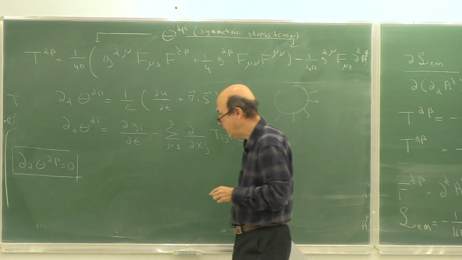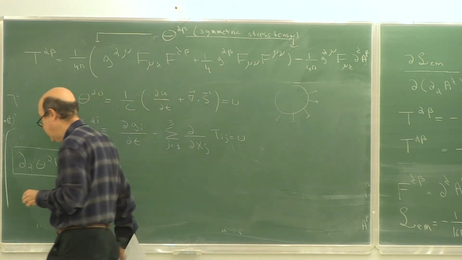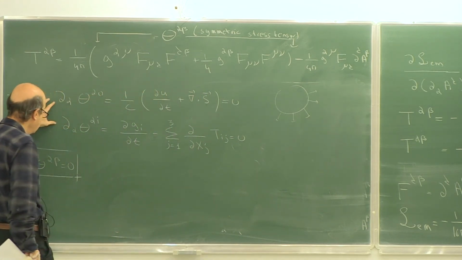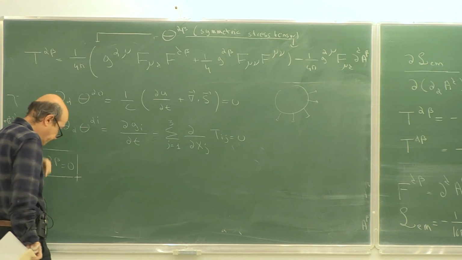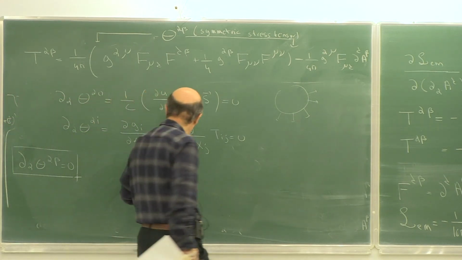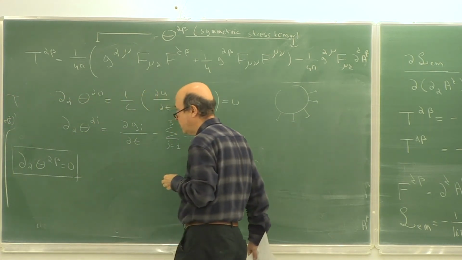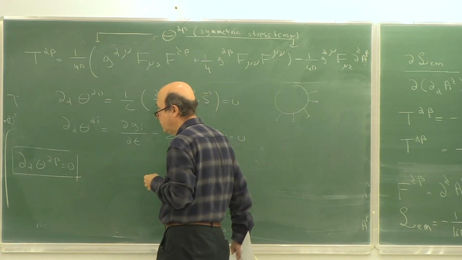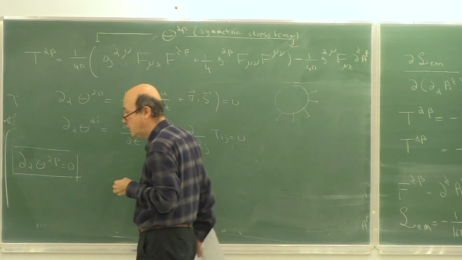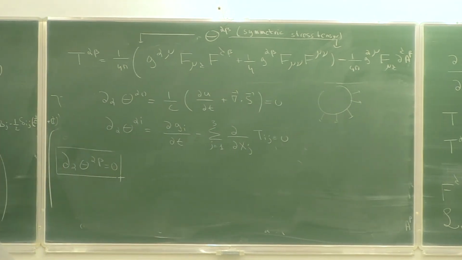So let us give a 10 minute break. Then let us see how we can write the covariant forms of the conservation laws if there are sources. So let us give a break, then we can continue.